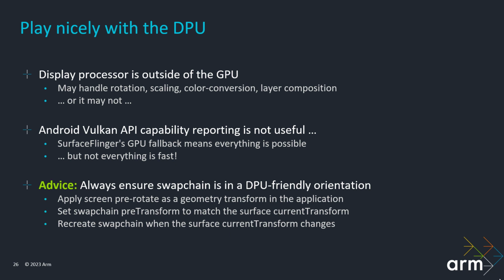When you get the current transform hint for your surface coming back through the swap chain, recreate your swap chain if it changes, set your swap chain pre-transform to match the surface current transform, and apply any rotation you need as an application side geometry transform. This tells the window system that everything's in the correct orientation, and the DPU can just scan out the image straight away.